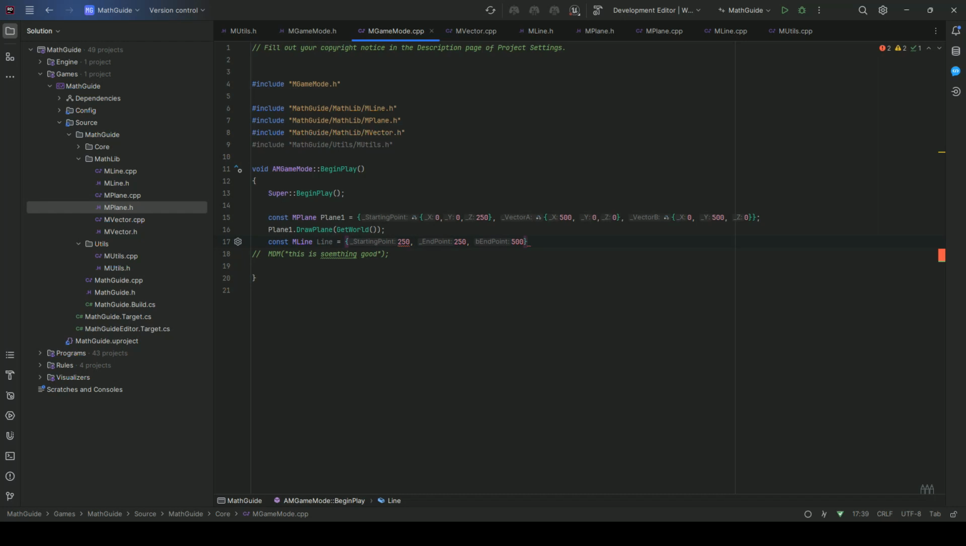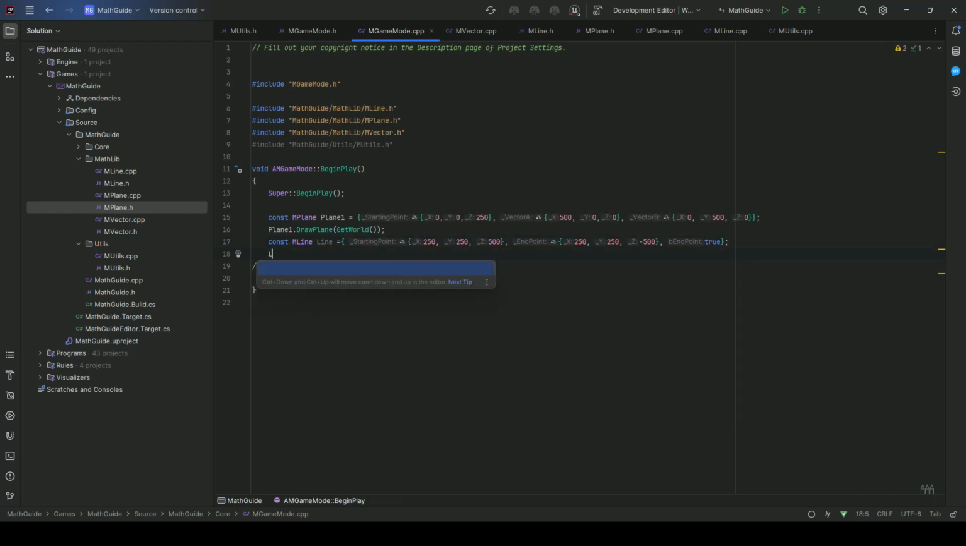Oh, no, no. We are defining a line here. So this will be the starting point, comma. The end point will be again the same, 250, comma, 250, comma, and the end point will be minus 500 again. And is this the end point? Yes, true.